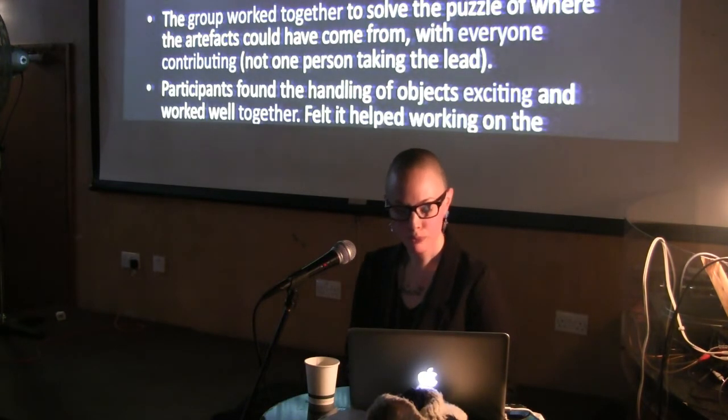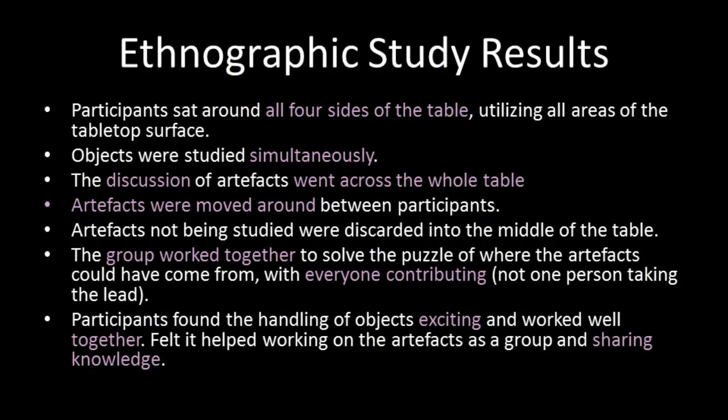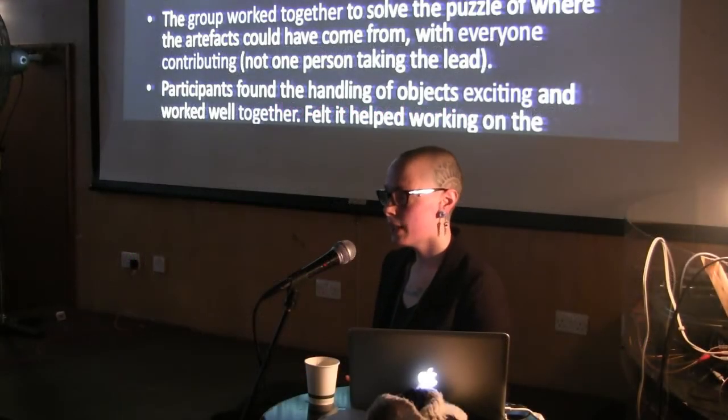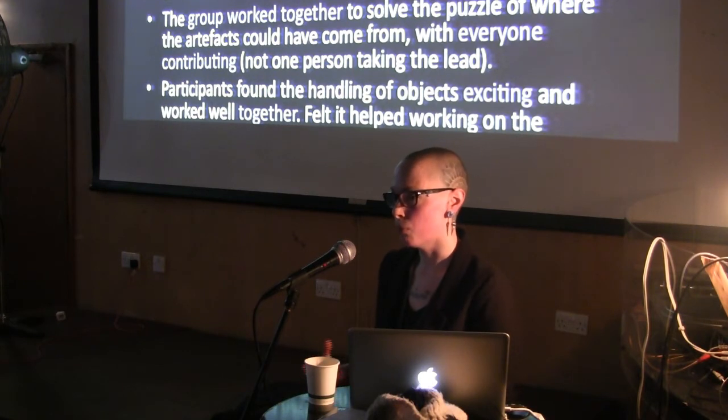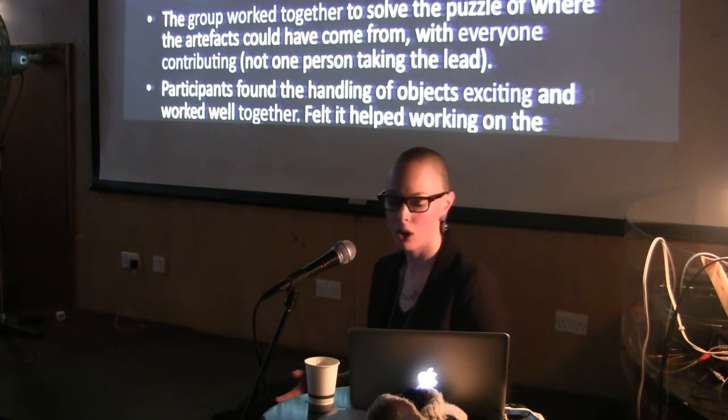The ethnographic study results, so this is where I brought in the real artefacts into the digital room and put them on top of the touchscreen, showed that the participants would sit around the table with the big touchscreen on all four sides. They didn't treat it like a traditional computer where you all go from one angle of the screen. And all the objects were studied simultaneously. And this definitely would point towards the fact that we need to make this multi-touch. We need to have everyone interacting at the same time.